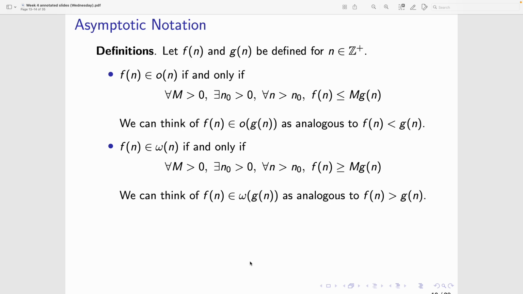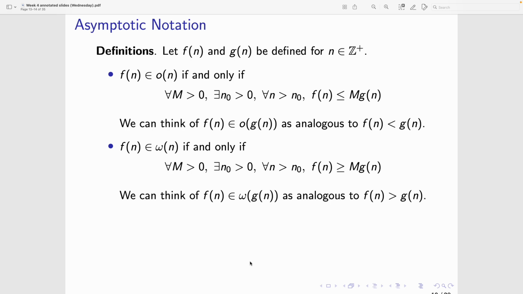We'll start with little o. Remember that big O is sort of like less than or equal to. n is in big O of n squared. n is also in big O of itself. That would be the equal part of less than or equal. Little o is like strictly less than. n is in little o of n squared. But n is not in little o of itself.